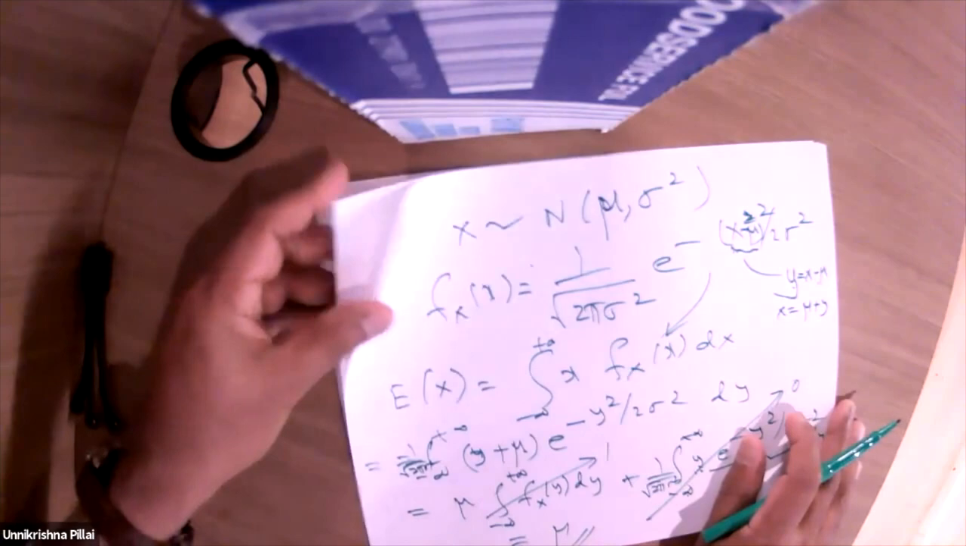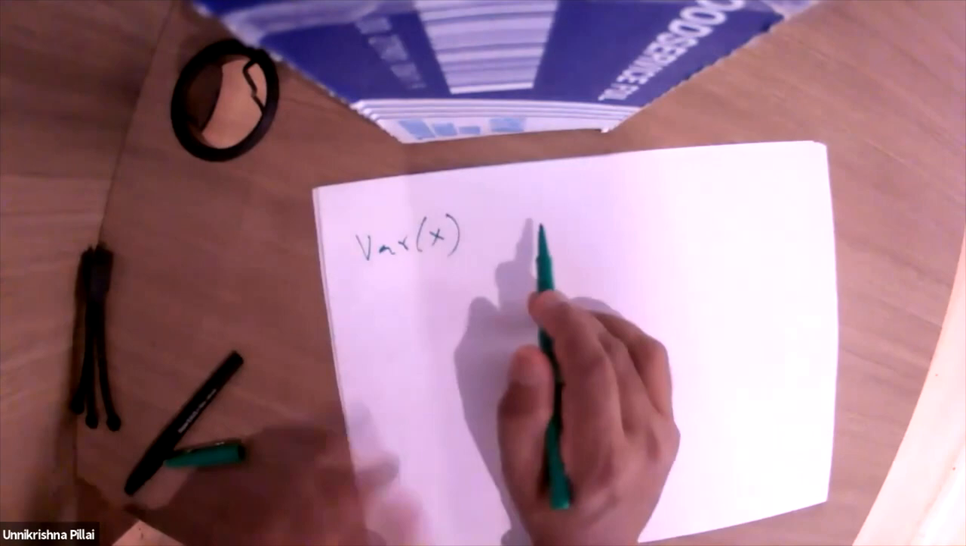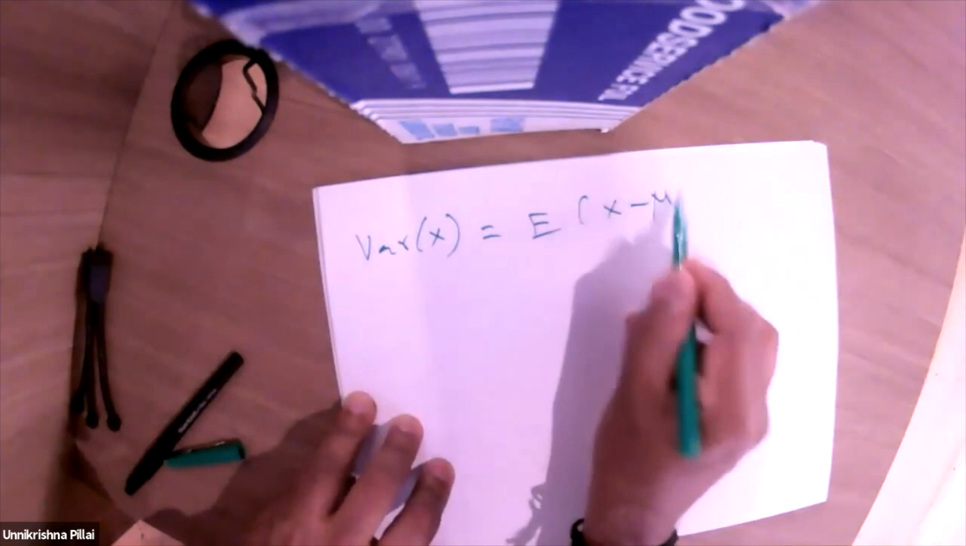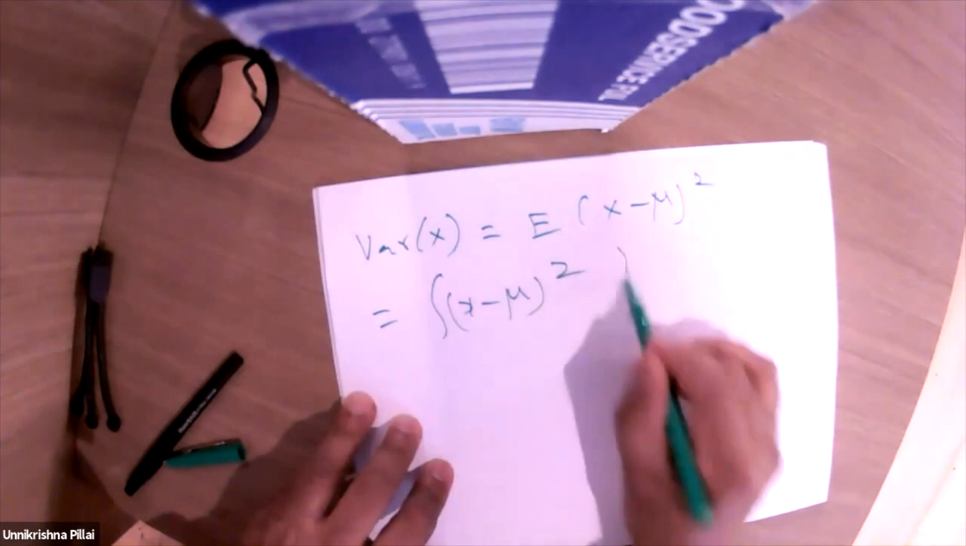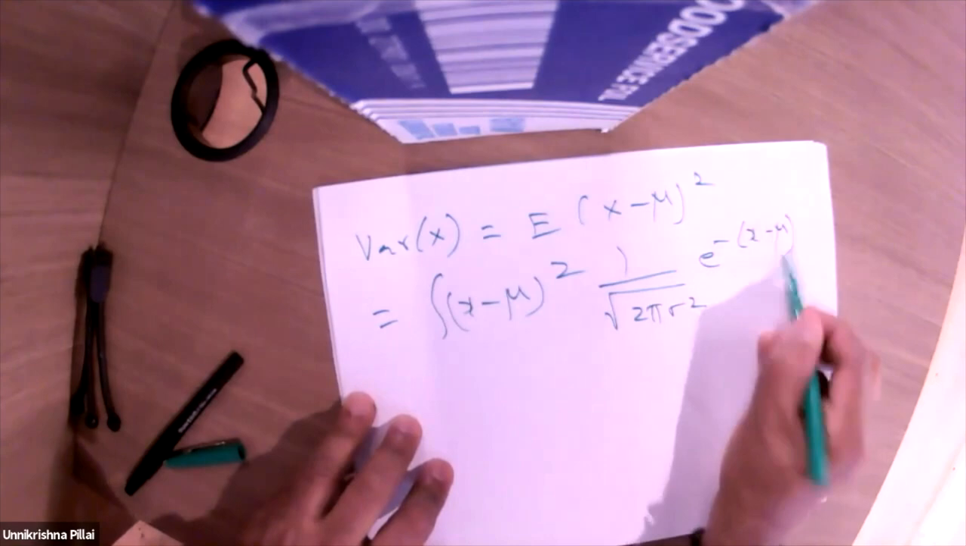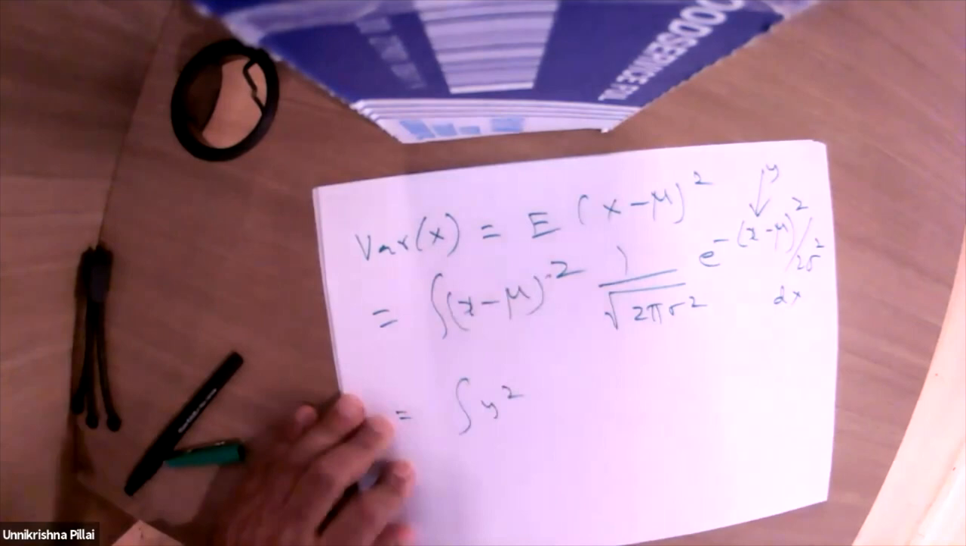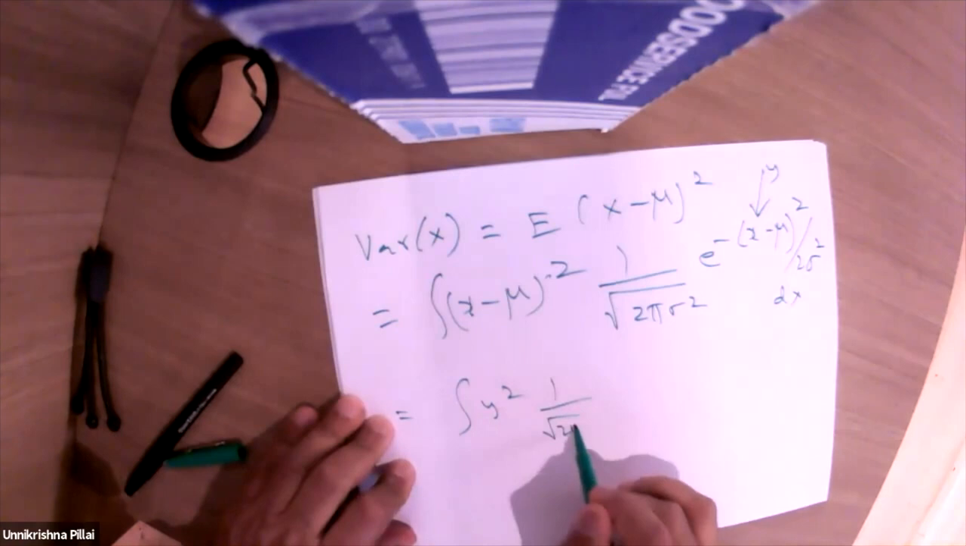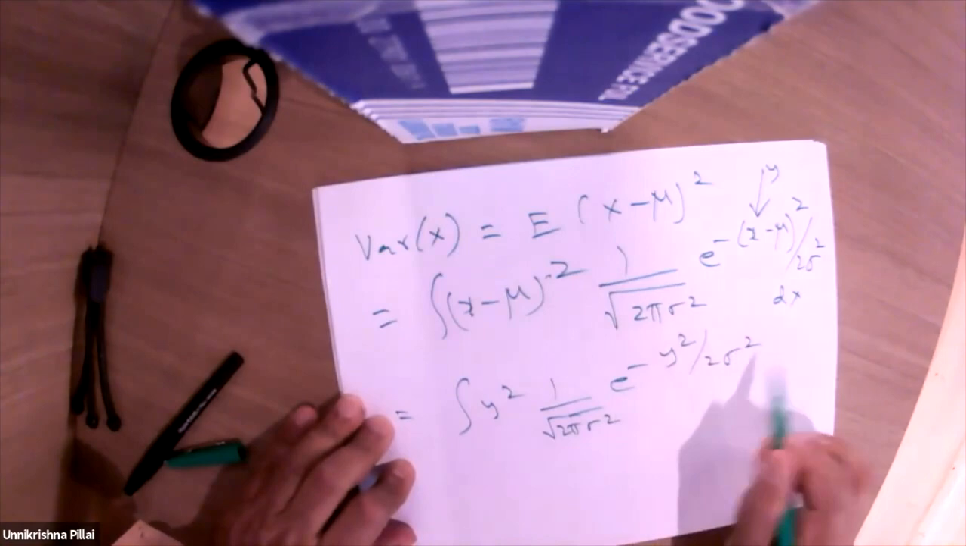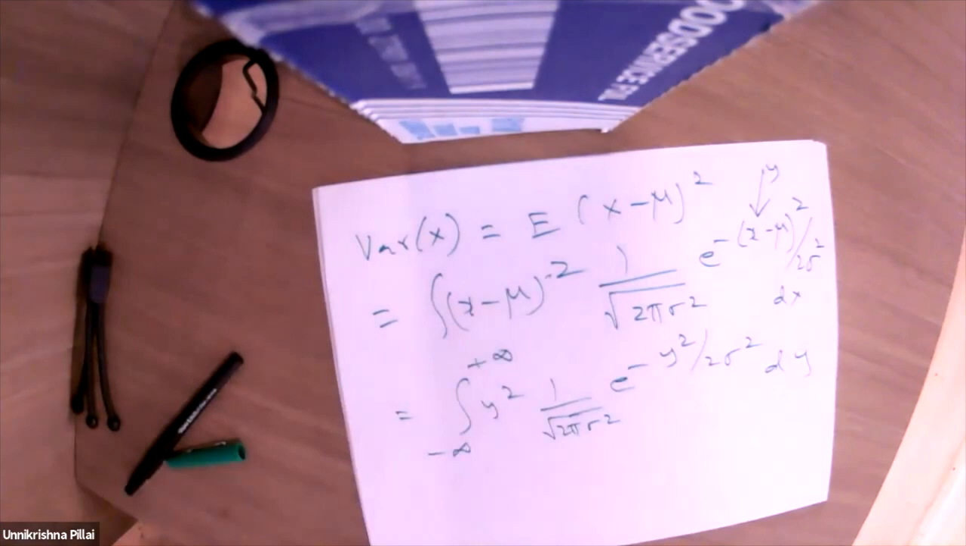So the question is, what is the other parameter? Let's try to find out the variance of that random variable. Remember, the variance is the expected value of X minus mu the whole squared. So that's X minus mu the whole squared multiplied by the density function, 1 over the square root of 2 pi sigma squared, e raised to minus (x minus mu) squared over 2 sigma squared. You should go home and redo all this. Again, the same substitution: I'm going to call X minus mu y, so this becomes y squared, times 1 over the square root of 2 pi sigma squared e raised to minus y squared over 2 sigma squared dy. Same limits. So how do you do this?